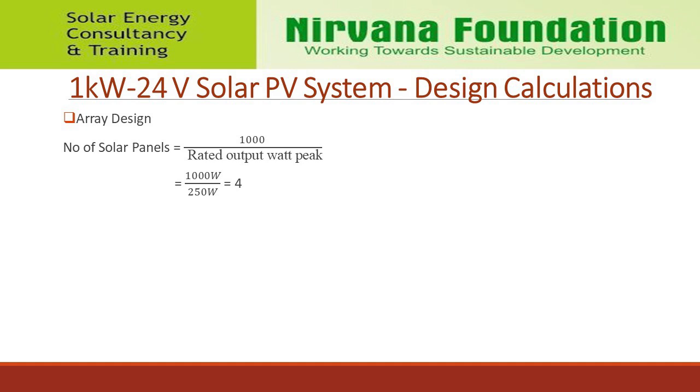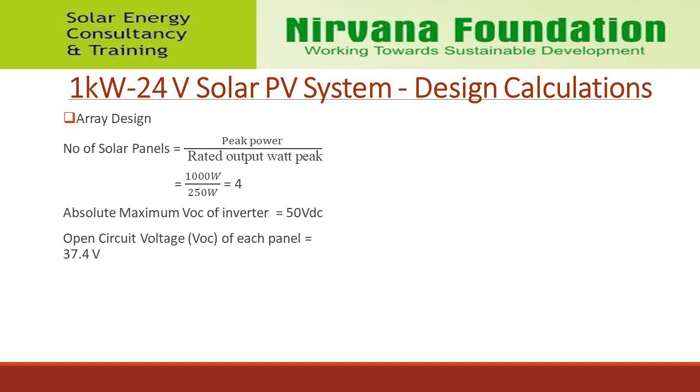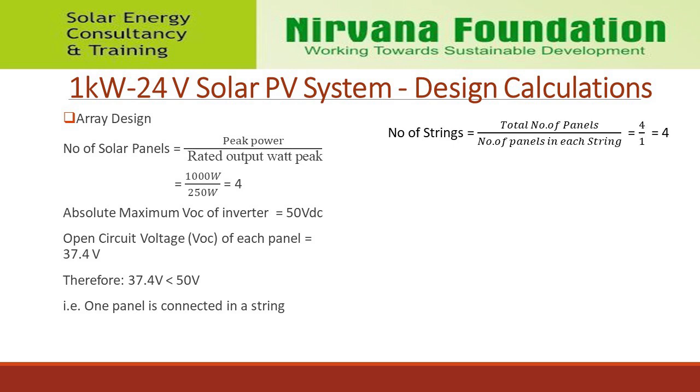Substituting the values in the equation we get 4. Absolute maximum of inverter is 50 volts DC. Open circuit voltage of each panel is 37.4 volts. Therefore 37.4 volts is less than 50 volts. One panel is connected in a string. Total number of strings are calculated by total number of panels divided by number of panels in each string.